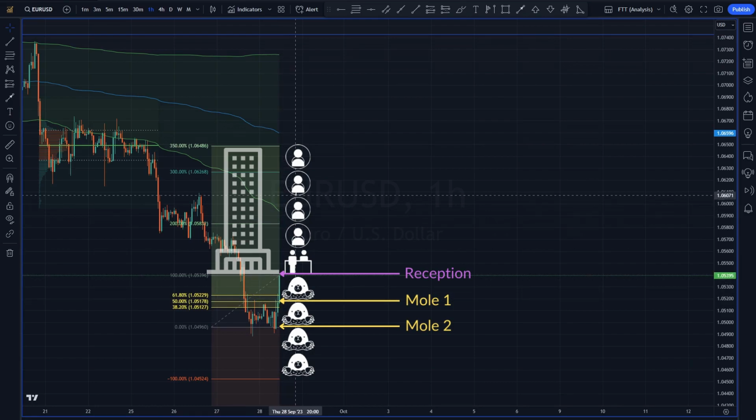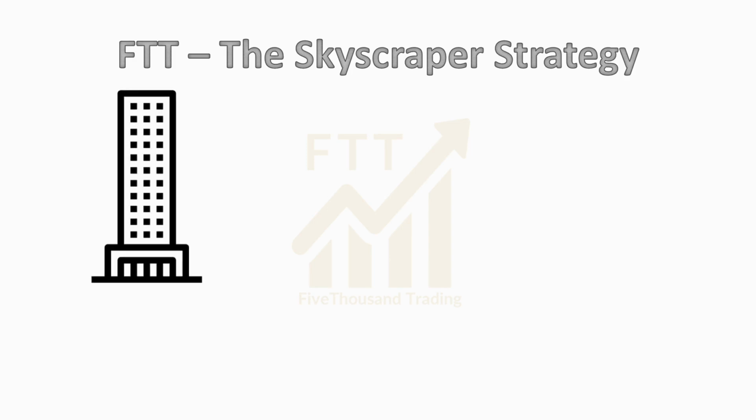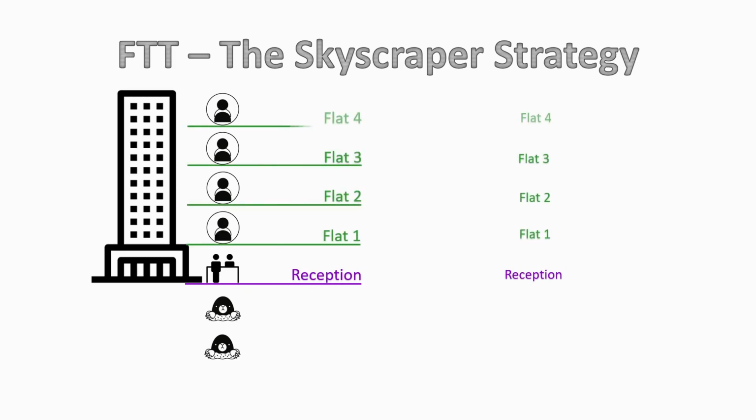I will now take this skyscraper onto a clean white screen and explain how it works inside. Imagine a skyscraper where there is a reception on the ground floor, and above it are the people living in their flats. Below the reception, there are moles living underground. Each skyscraper has only one reception, the entry activation price. There can be an unlimited number of flats above the reception.